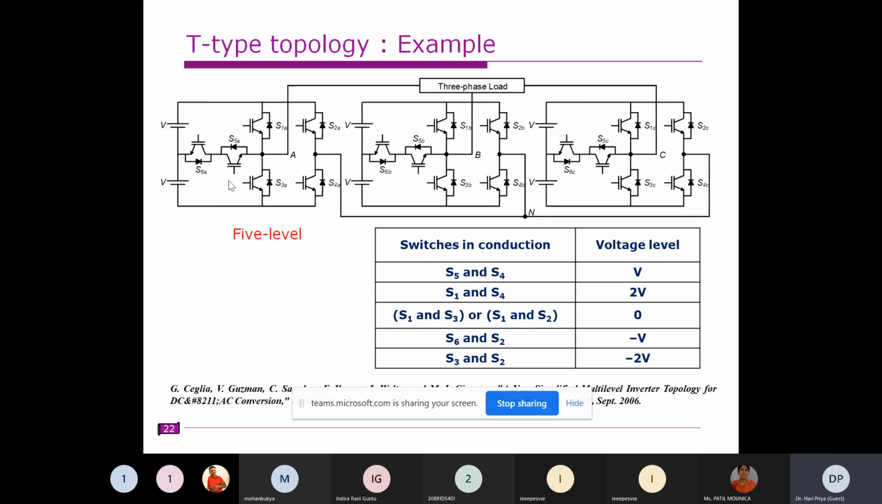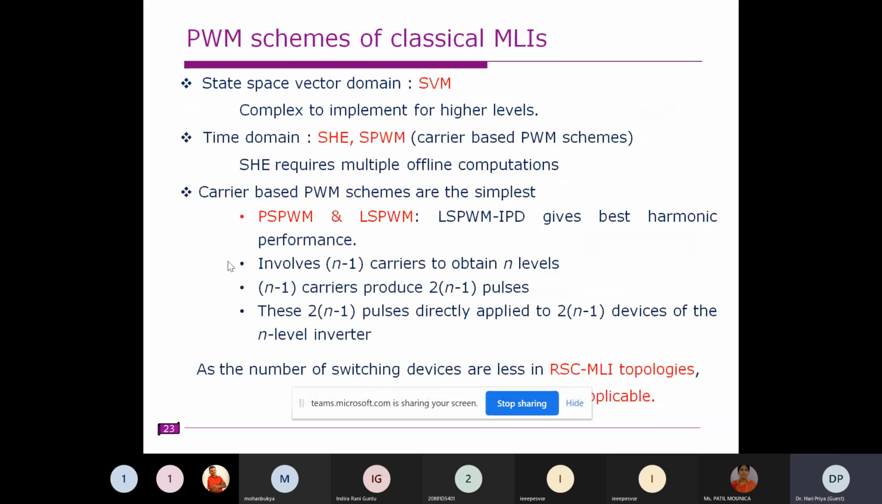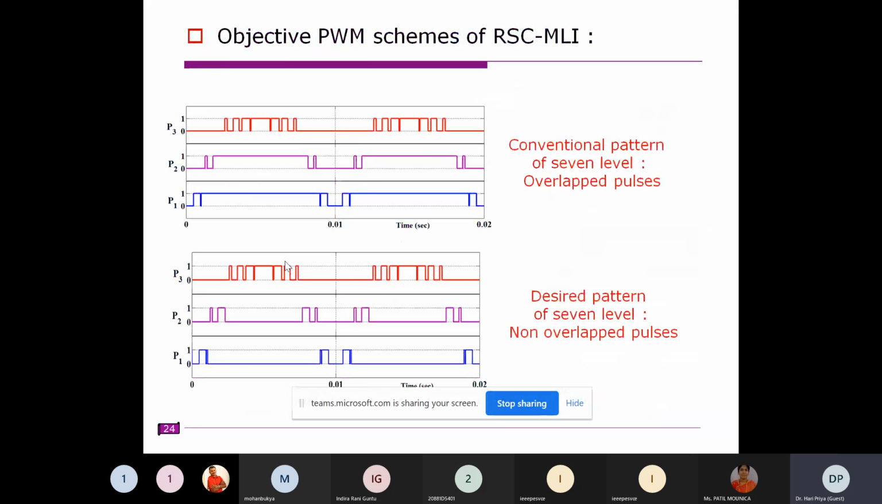So like this, there are enormous configurations where the switching operation keeps changing. There is a path, but as per the path, you have to give switching pulses. Then only you can get the desired output voltage. So how does that happen? For that, various methods are involved. The key objective of this particular method is to make the overlapped pattern a non-overlapped pattern. That means you can see the level pulses. For example, P1 is the pulse responsible for obtaining 0 to VDC.